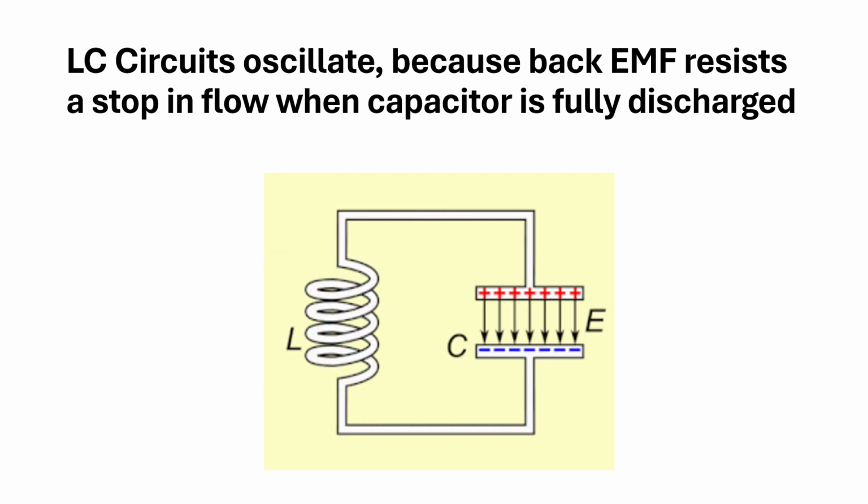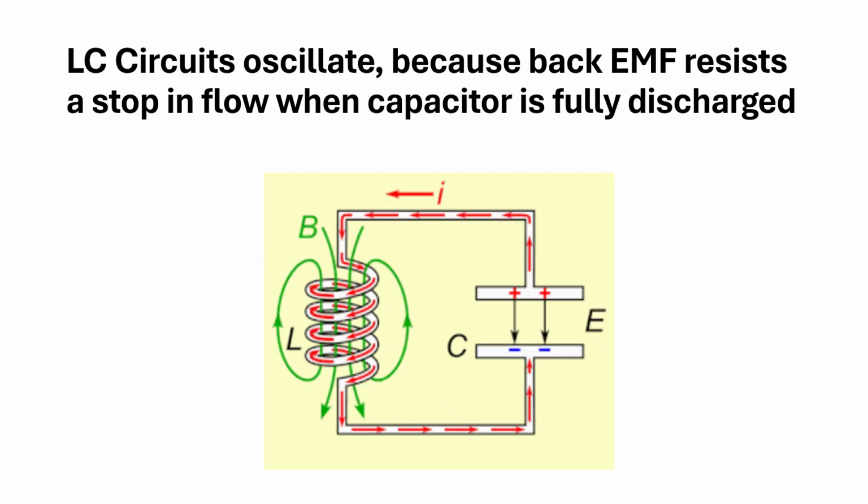As we can see, I wrote that LC circuits oscillate, and this is because the back EMF resists the stop in flow when the capacitor is fully discharged. So let's think about this a step at a time. There's a lot going on in this animation. Watch it a few times.